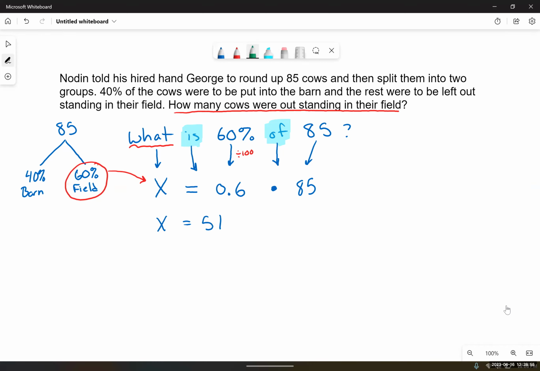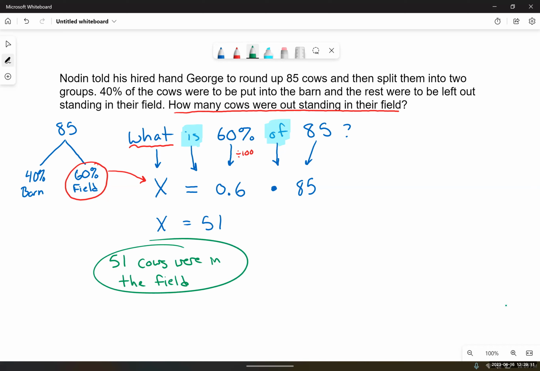Anytime it's a word problem, your final answer should be a statement in words. So I'll say 51 cows were in the field. All right, and that does it for this problem. With these percent equation word problems, we basically solve them all the same way. Step one is always convert the word problem to an is-of statement.